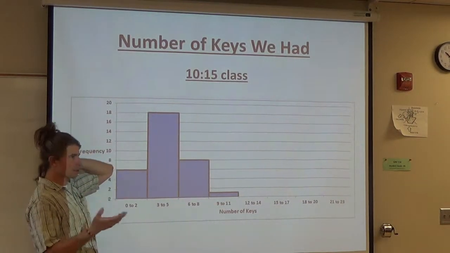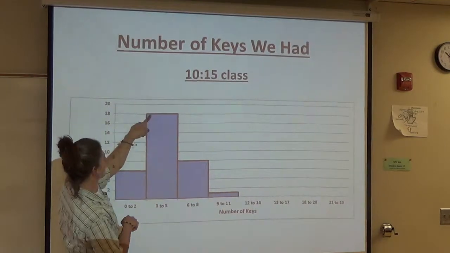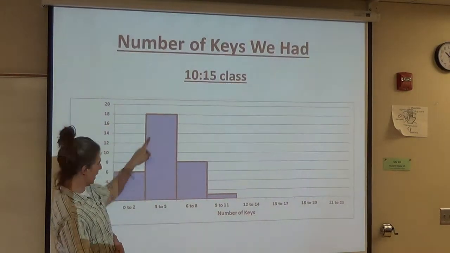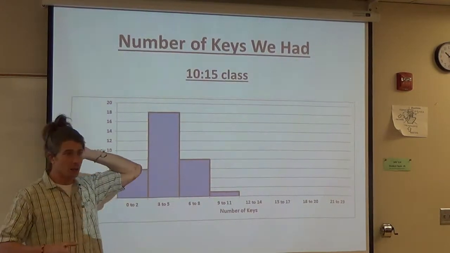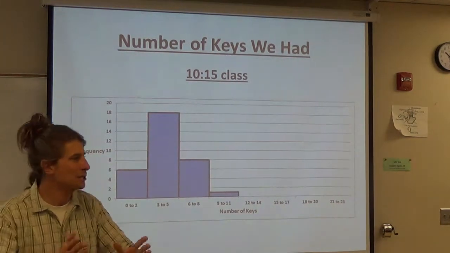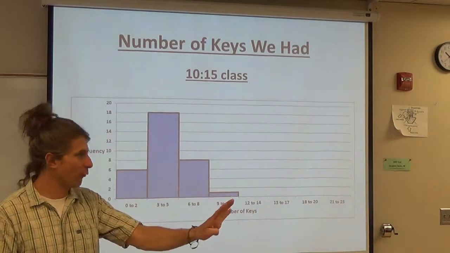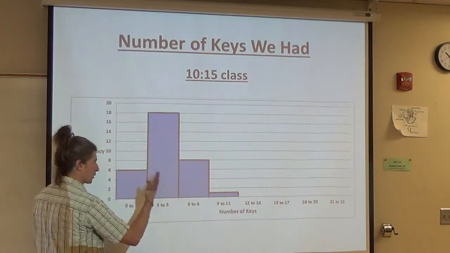have to make certain assumptions about the data. All you know, let me ignore that more. You know you have 18 people that have between 3 and 5 keys. So you don't know how many 3s, how many 4s, and how many 5s. So what you do is you assume 6 of them had 3, 6 of them had 4, and 6 of them had 5, which averages to 4. So you just pick the middle of each of the bars.